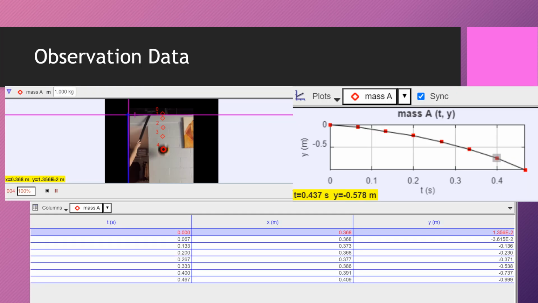Here are the graph and data table from my video analysis and Tracker. I extracted the position data by tracking the center of mass of my system falling from y equals 0 down to y equals 1 meter.